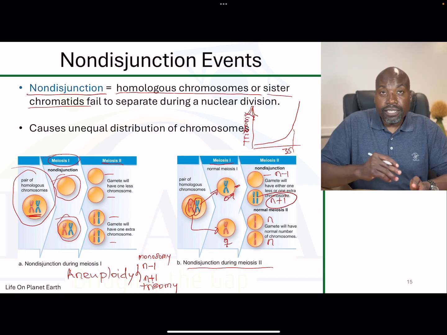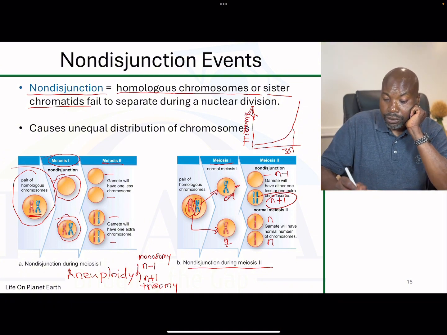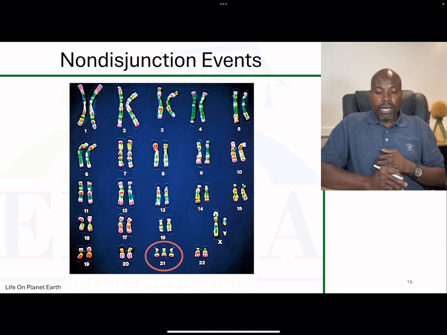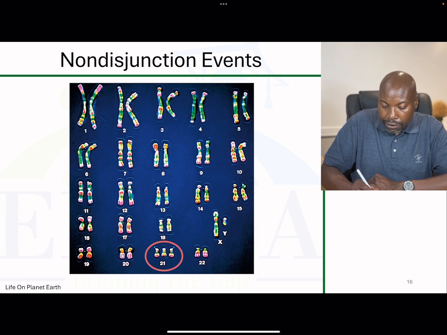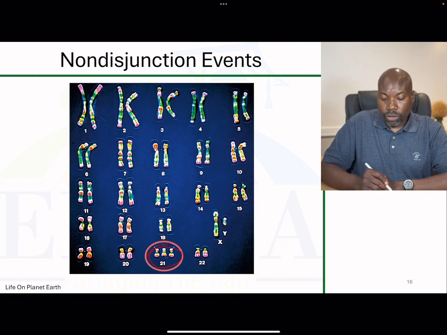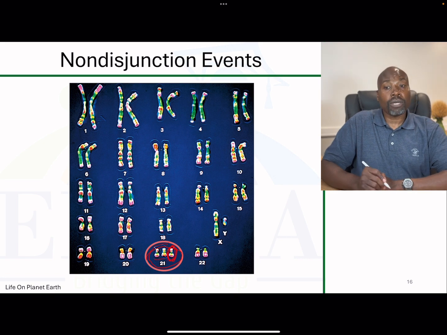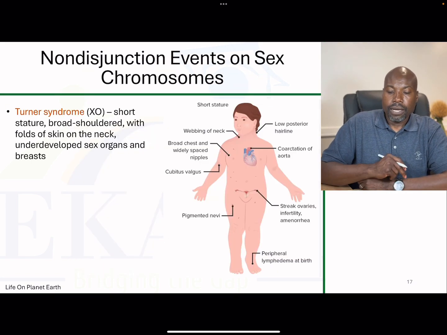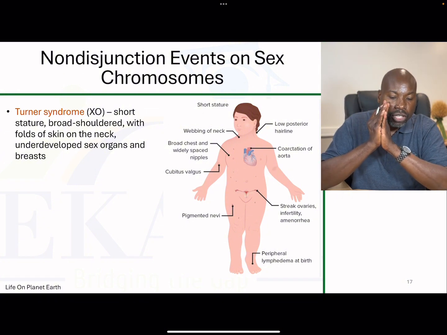So the chances increase tremendously after the age of 35 years old. Here we have an example of non-disjunction where the karyotype of this individual shows not 46 chromosomes but 47 chromosomes, with an extra chromosome in chromosome number 21.